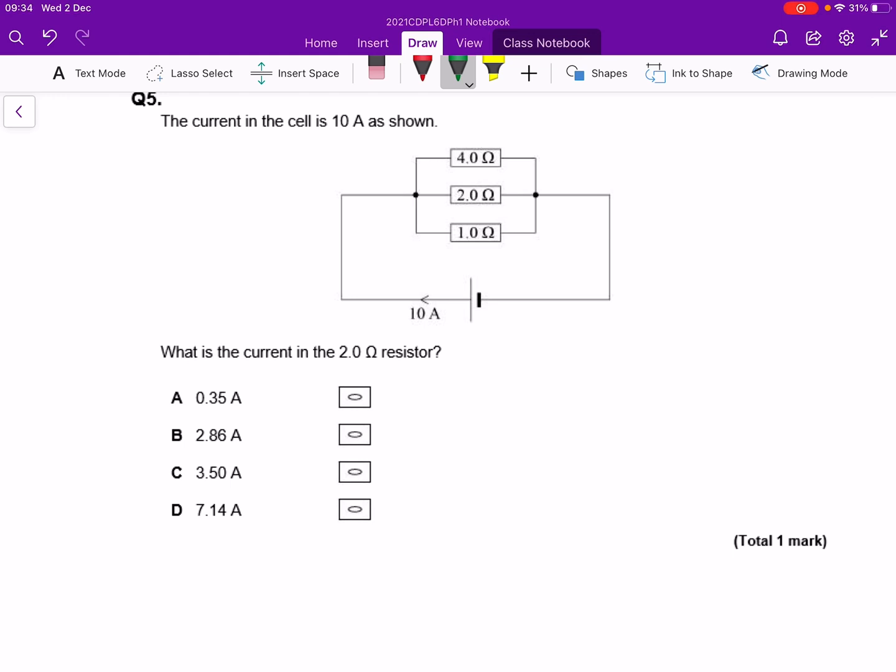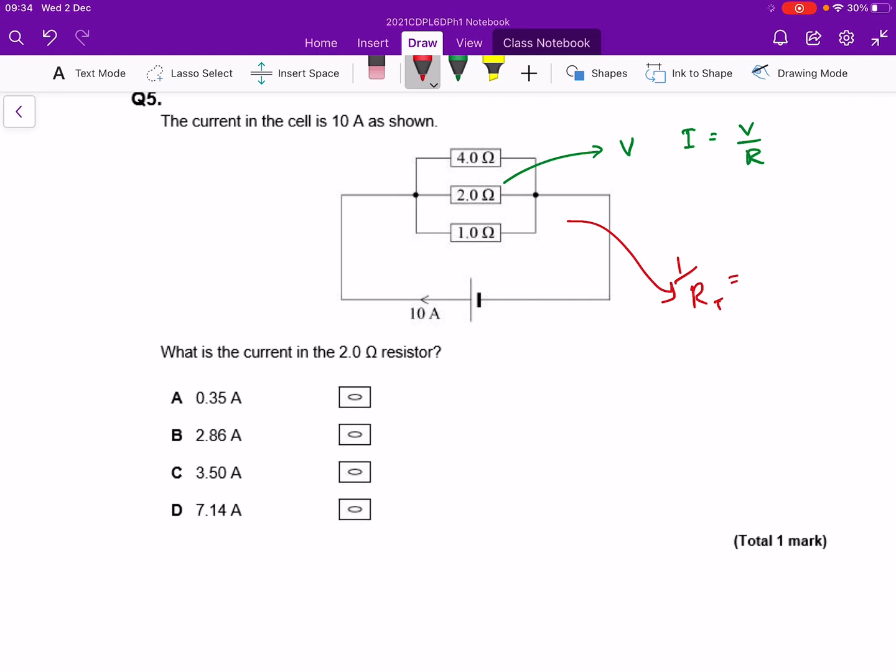Question 5, what's the current in the 2 ohm resistor? Okay, let's see, what do we know then? Well, we're going to need to know the voltage across this 2 ohm resistor. Because then we can use I equals V over R. And if we've got the voltage across it, we can figure that out. So what is the voltage across it? Well, I think we need to find the combined resistance. So let's ask ourselves, what is R total?